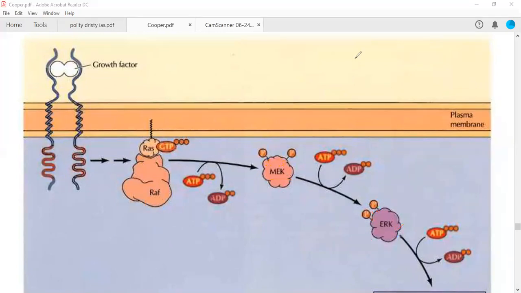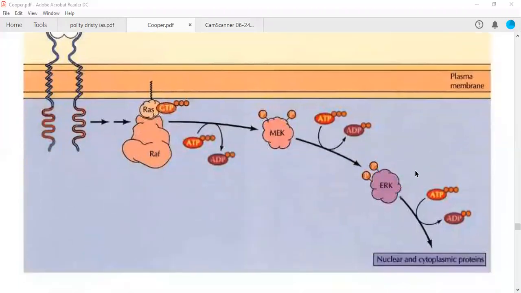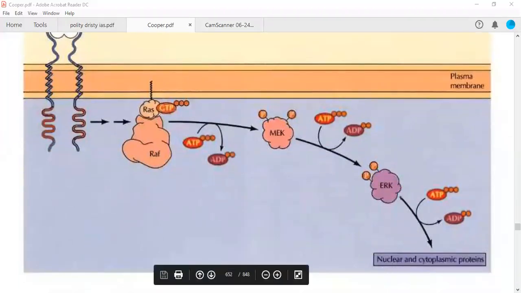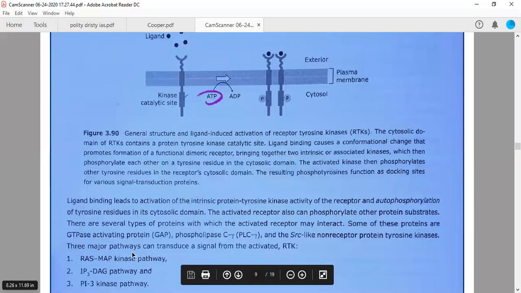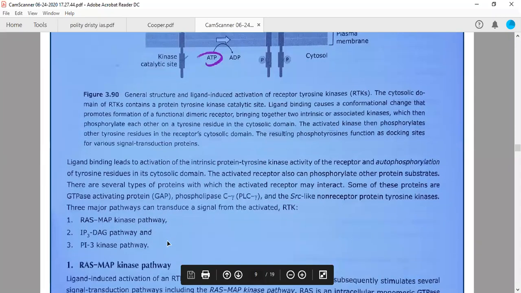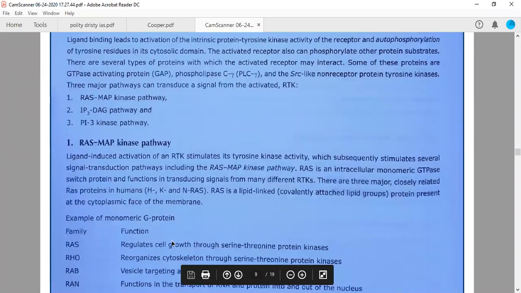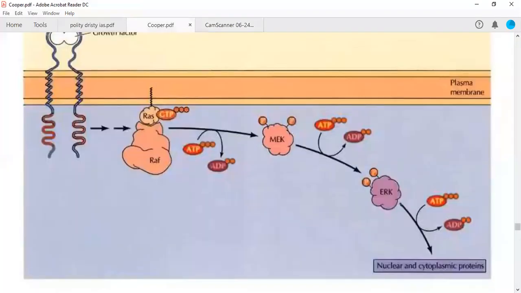So let me clear all these drawings first. So it will phosphorylate some of the nuclear and cytosolic proteins in response, and thus this particular signal will be moving. So this is the theme of the RAS MAP kinase pathway. So let us study from the text, and you will understand this particular pathway in more detail. So from here, actually, I'm starting.